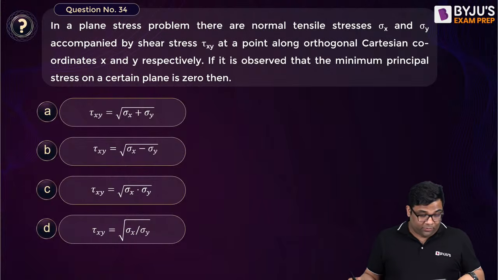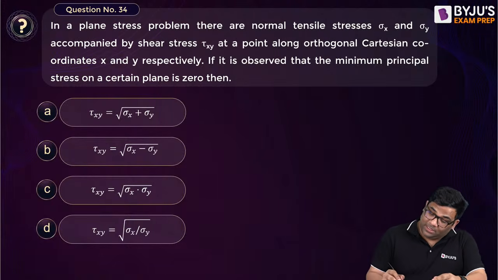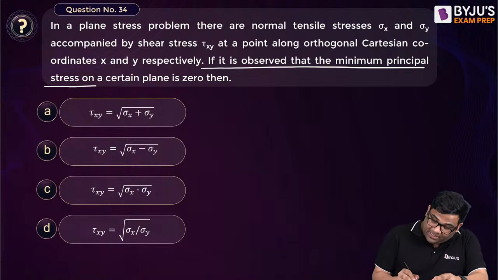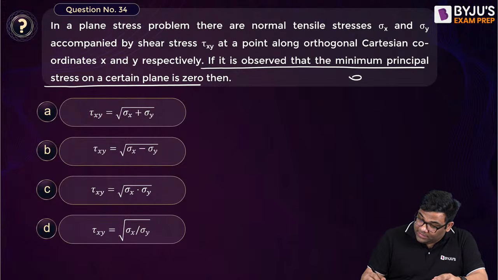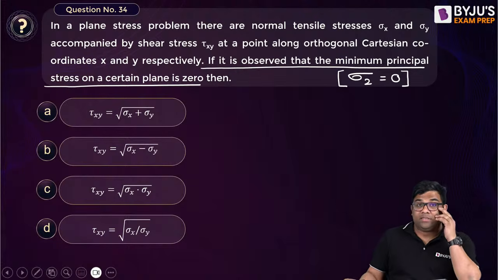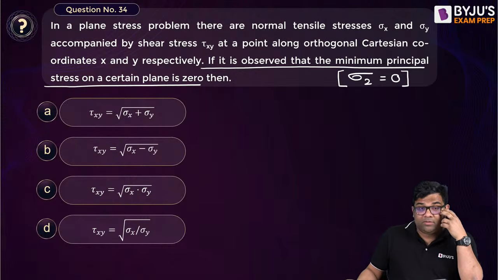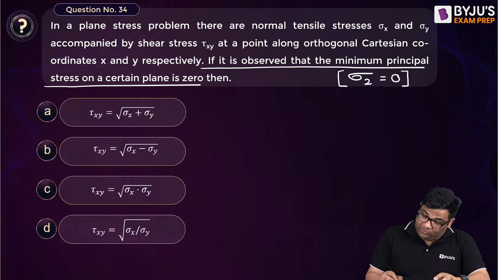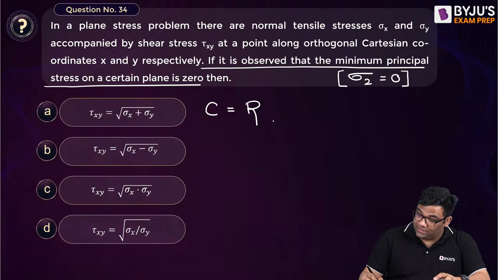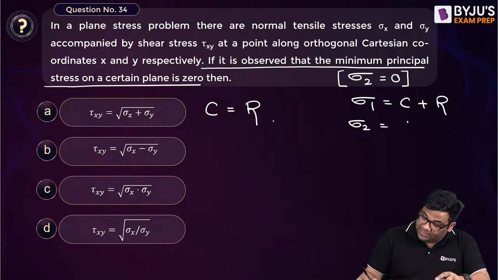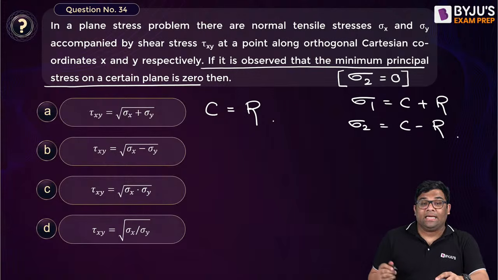Now something from your principal stresses. It is observed that the minimum principal stress on a certain plane is 0. Means what? Sigma 2 is 0. When sigma 2 is 0, which of the following conditions is valid? You should remember this. See, sigma 2 is 0 means what? You see, sigma 1 is center plus radius and sigma 2 is center minus radius. So when I say that sigma 2 is 0, it means C is equal to R.